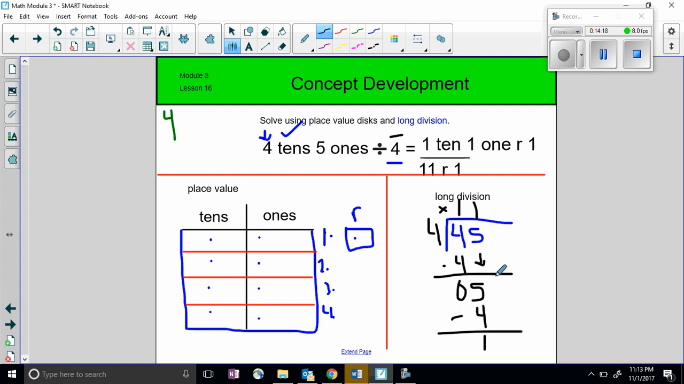Bring it on. Wait a second. Can't bring anything down. Aha! There's my remainder. I found him. So 45 divided by 4 equals 11 with a remainder of 1. Checks out. Awesome possum.